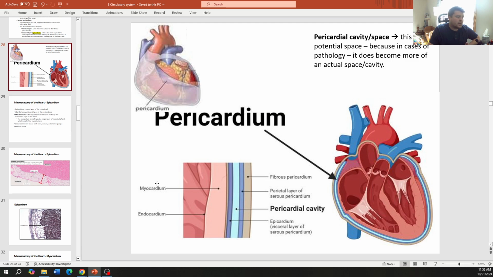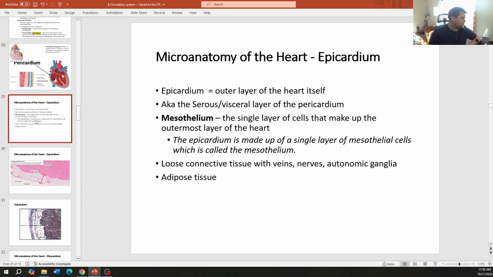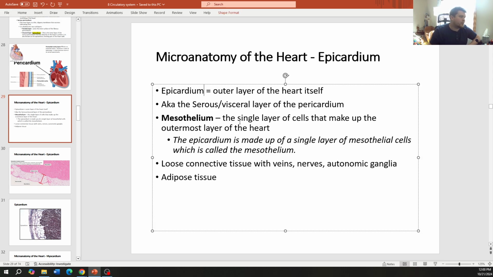And again, noting that that visceral layer is also the epicardium. So the epicardium kind of double dips. It's part of the pericardium, but it's also part of the heart wall. Okay? So talking about the epicardium itself, the epicardium is the outermost layer of the heart itself. It's also known as that serous or that visceral layer of the pericardium.